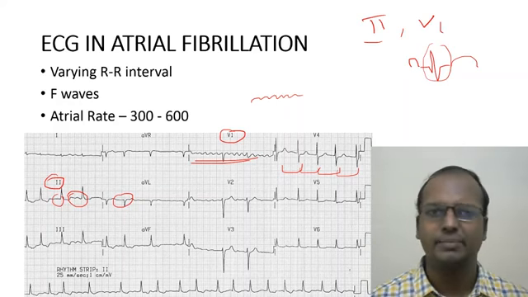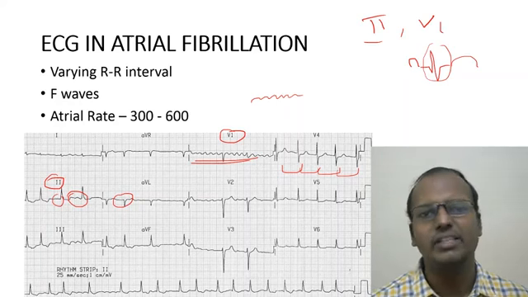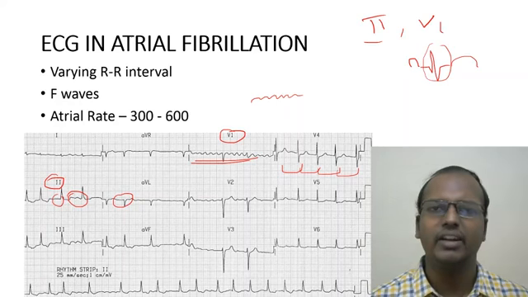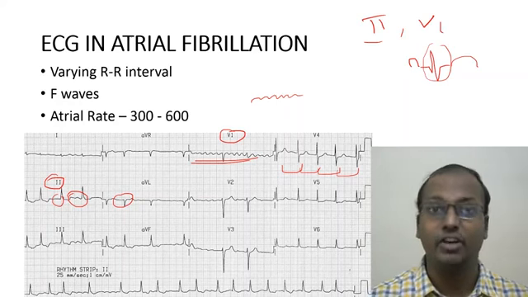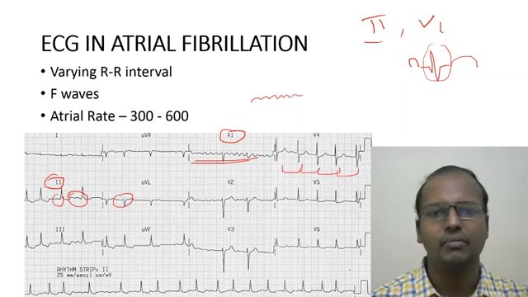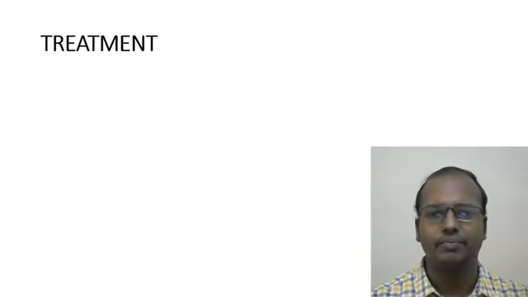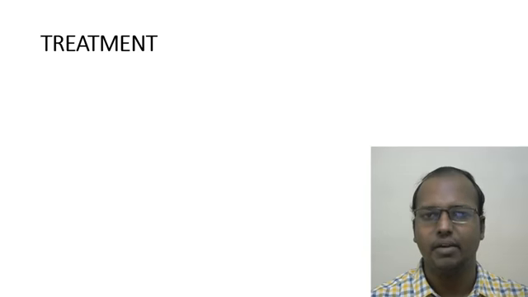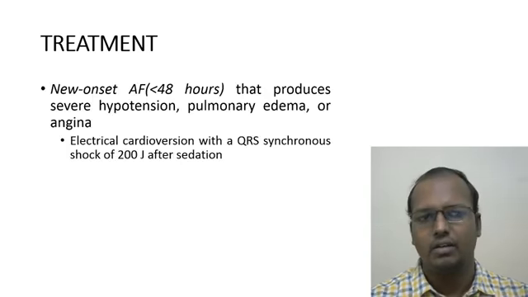It's because the AV node is a speed breaker of the heart. It will not allow all the impulses from the atrium to be carried down into the ventricle. So if it is a fast ventricular response, the ventricular rate will be around 150 to 200. So how will you treat this individual? Treatment for atrial fibrillation.